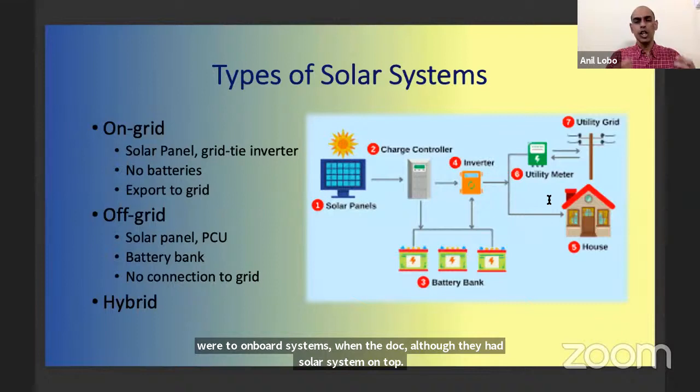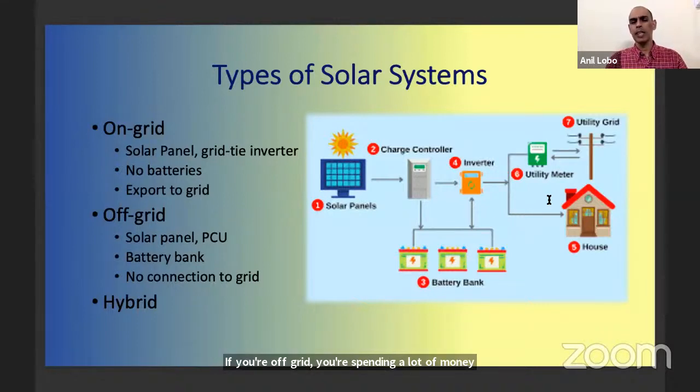If you're off-grid, you're spending a lot of money on batteries. So when you go hybrid, you have an optimum amount of batteries, but not a very large amount, because you prefer to go on-grid in the nights, and in the daytime you use the solar from the sun. And on those cloudy days and rainy days, you have a battery bank that gives you power in the daytime. So these are the three primary types of solar systems: on-grid, off-grid, and hybrid.